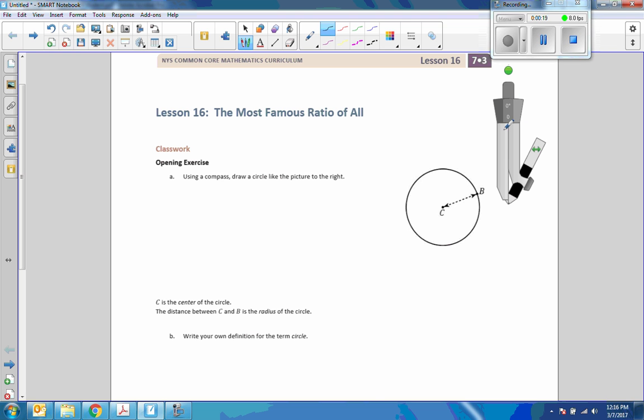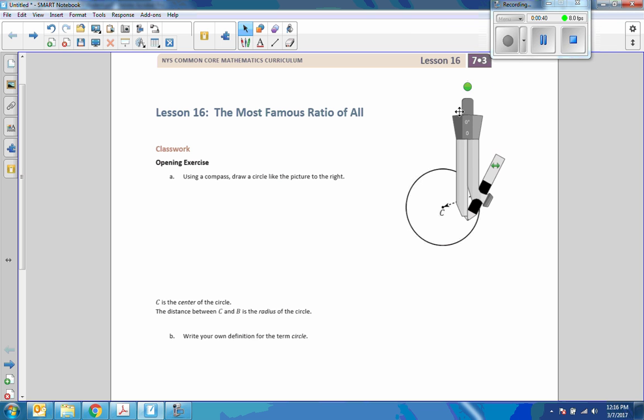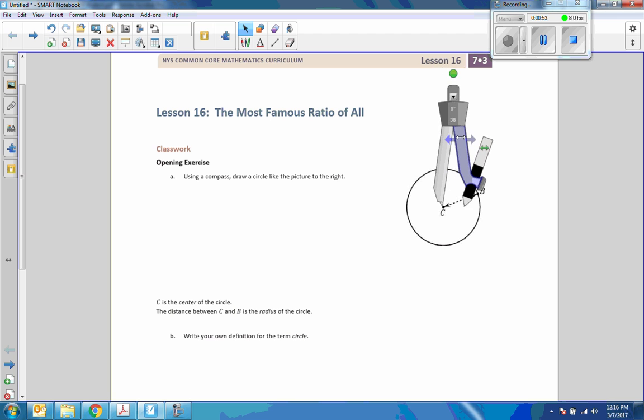Okay, here we go. This is my compass. It says here, opening exercise, using a compass, draw a circle like the picture to the right. So if I want to copy this circle, and I want it to be the same distance from C to B in my circle, I can copy it using the compass by simply moving the point to the center, like so, and then extending this out to the edge.